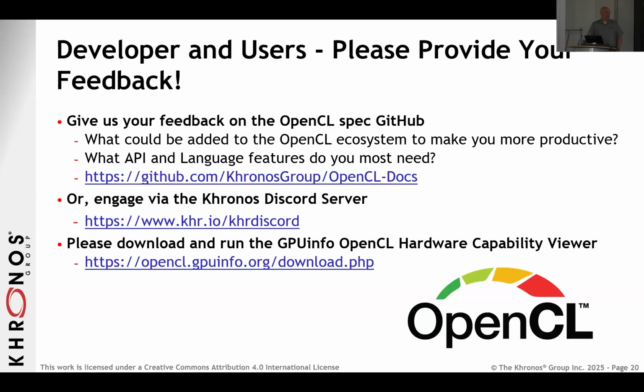So to wrap things up, Moritz's call to action was great, but maybe just to expand on that, please provide your feedback. You can do that in many different ways. You can create issues on the OpenCL spec GitHub. You can engage via the Khronos Discord server. Khronos is on most social media. You can catch me in the hallways. Basically, we would love to hear from you. And this includes things like optional features, extensions used most often, what we could do to benefit the OpenCL ecosystem, et cetera, et cetera.